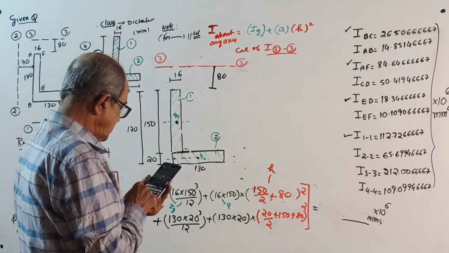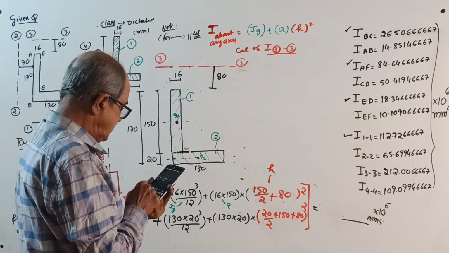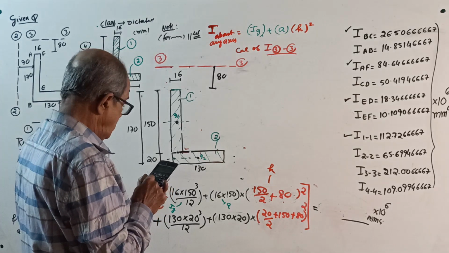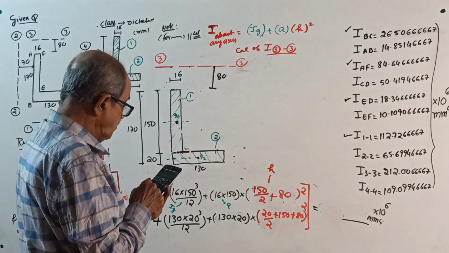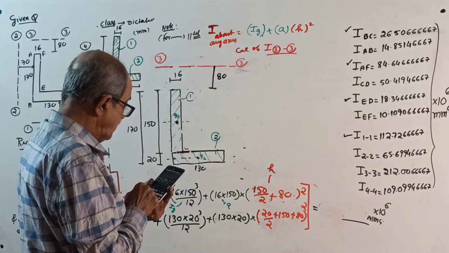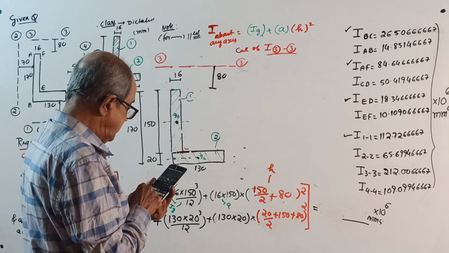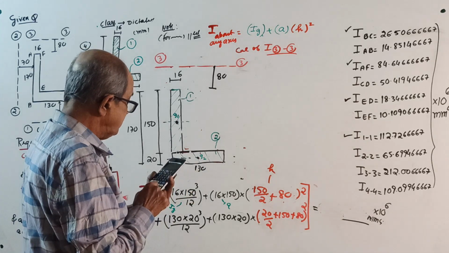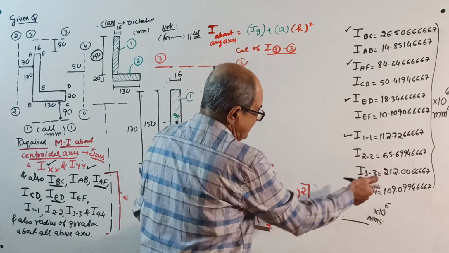I'll check once again. 16 into 150 cube divided by 12 plus 16 into 150 into bracket 75 plus 80 close square plus 130 into 20 cube divided by 12 plus 130 into 20 into 10 plus 150 plus 80 close square. 21 point, yes, divided by 10 to the power 6. 212, because some calculation mistake, because that is correct. I already verified it.